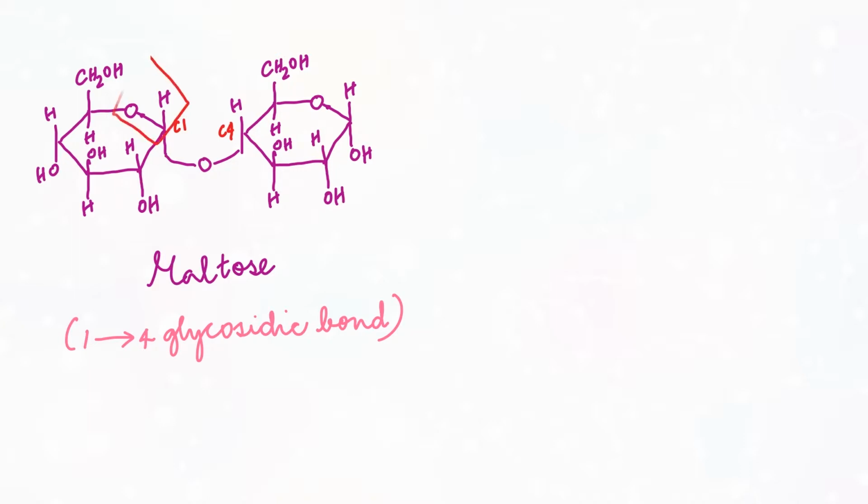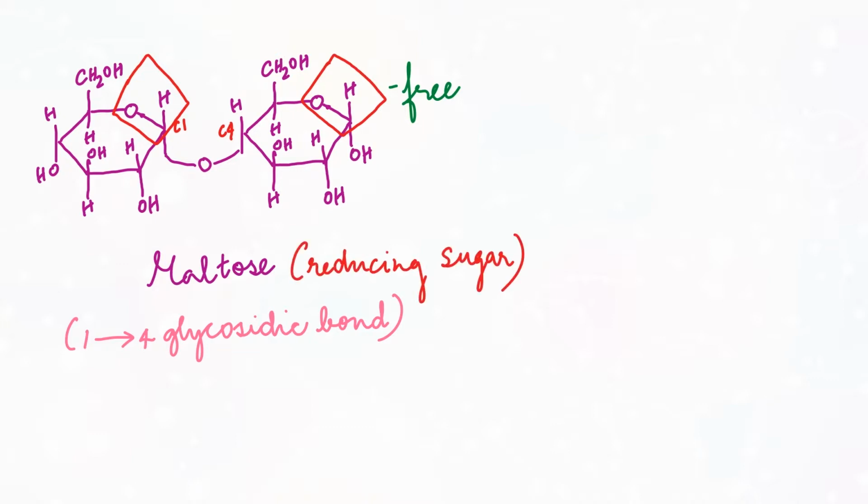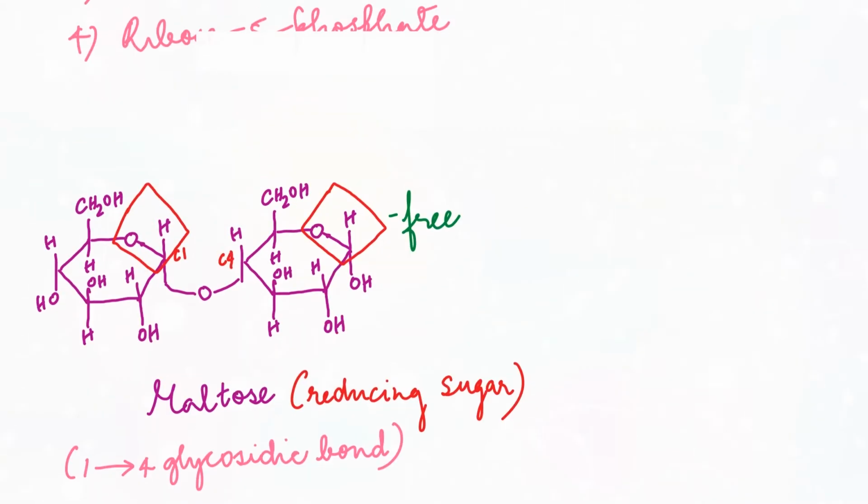The CHO group was here in the C1. Now that is a part of the glycosidic bond, and therefore this CHO group is not free anymore. However, the CHO group in this glucose molecule is still free and can act as a reducing agent. Therefore, maltose is a reducing sugar.